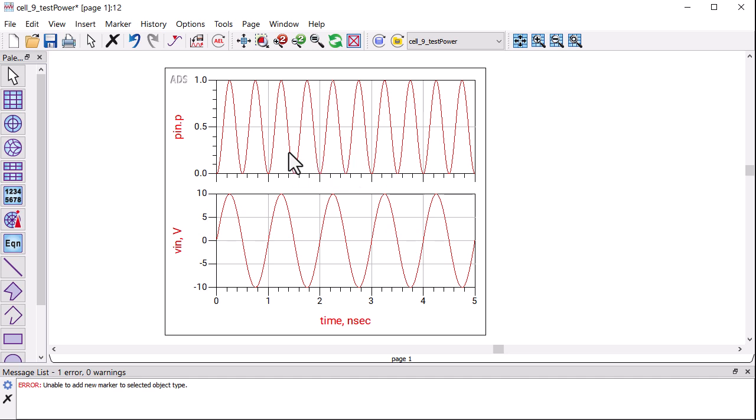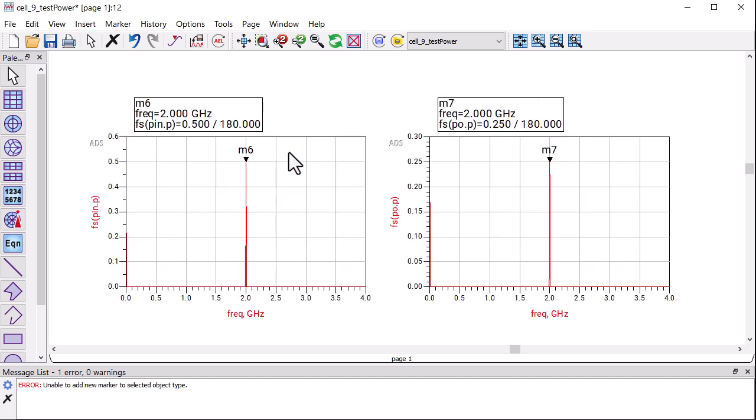And let's do the same in the frequency domain. The fs function calculates the Fourier transform of the input power, and the same for the output power. As you can see, the magnitude of this harmonic is at 2 GHz, and it is half a watt, same as the theory. And the output power is divided by 2 and is 0.25 watts.